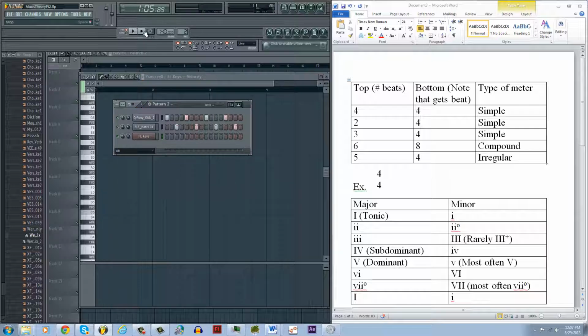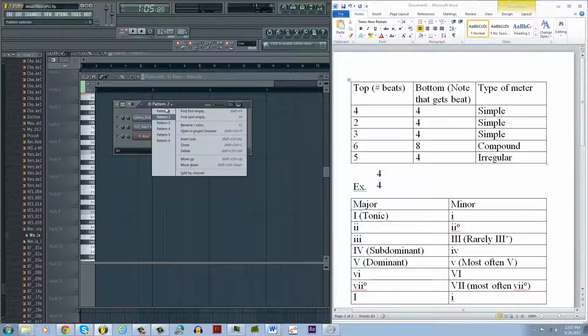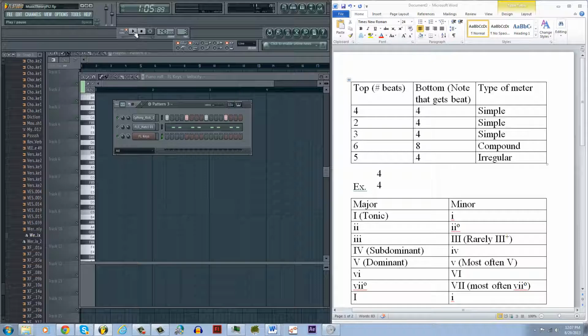A compound meter is one that starts with 6 or 9, or perhaps a few other numbers, and naturally divides into 3. Like 1 and a 2 and a 3 and a 4. No. So 1, 2, 3, 4, 1 and a 2 and a 3 and a 4 and a 1.